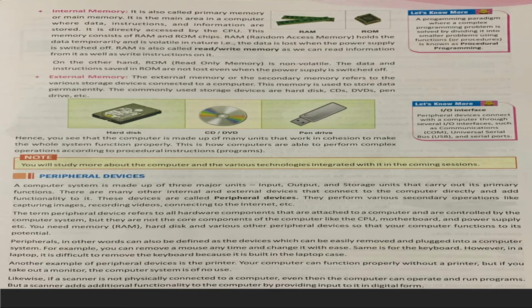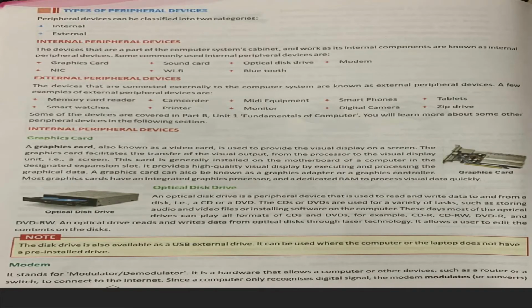Now the thing is that peripheral devices can be classified into two categories: internal and external. Among the internal peripheral devices, you can say the graphic card, which can be used for gaming and image processing. A sound card is also required, but nowadays most of these devices are embedded onto the motherboard. An optical disk drive is also required. Modem, NIC, meaning network interface card, Wi-Fi, meaning wireless fidelity, and Bluetooth for wireless communication.